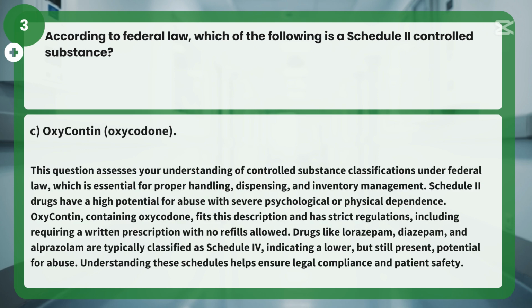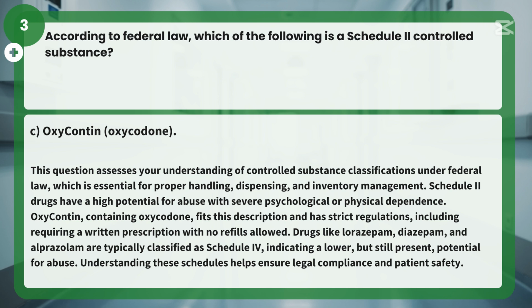Answer: C. OxyContin, oxycodone. This question assesses your understanding of controlled substance classifications under federal law, which is essential for proper handling, dispensing, and inventory management. Schedule II drugs have a high potential for abuse with severe psychological or physical dependence. OxyContin, containing oxycodone, fits this description and has strict regulations, including requiring a written prescription with no refills allowed.